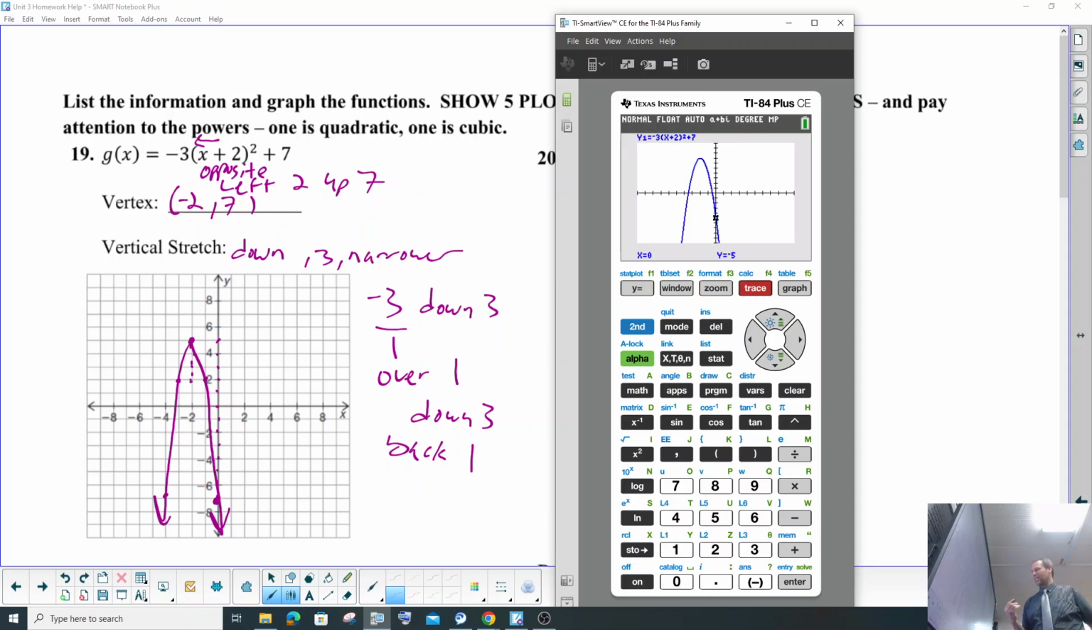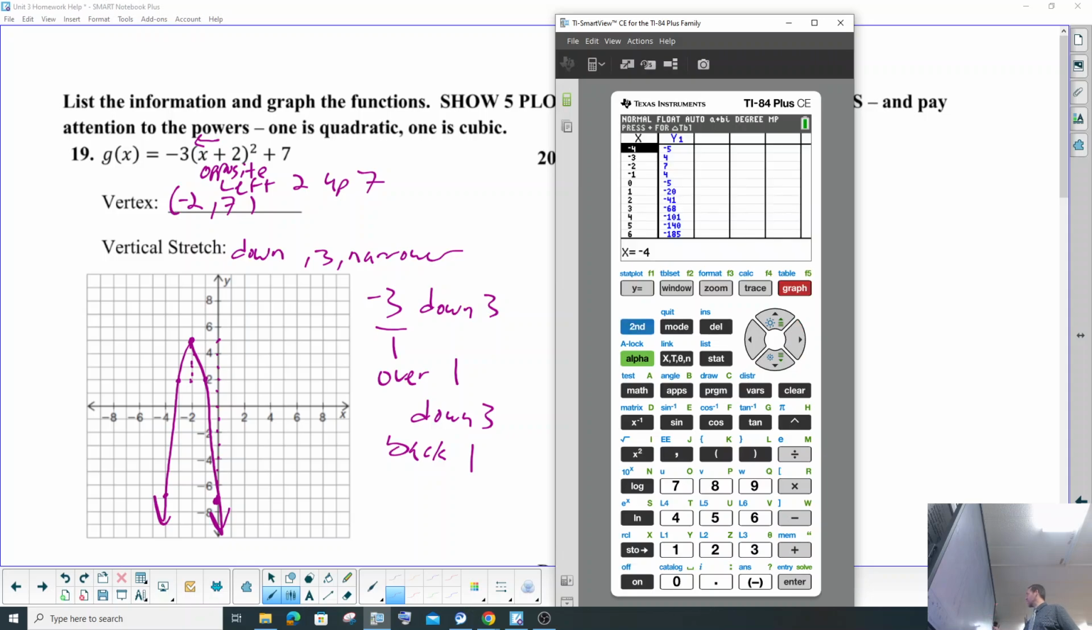What the? I thought it was at -7, Newbold. Uh-oh. So let's double check our vertex again. Should be left 2. So left 2, yeah, left 2, up 7. And then we go down 3 over 1. Let's look at our table there. So down 3 for the y value. Oh, it's not showing us. Second trace, second value.